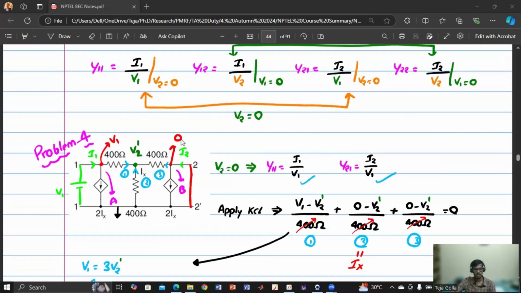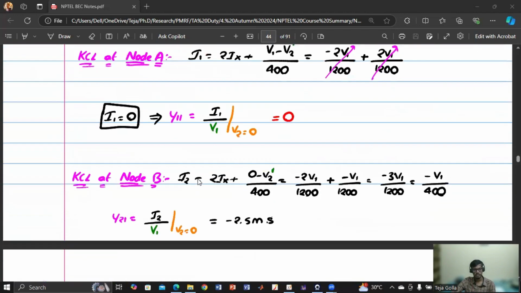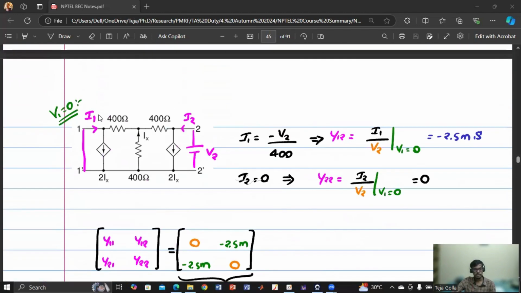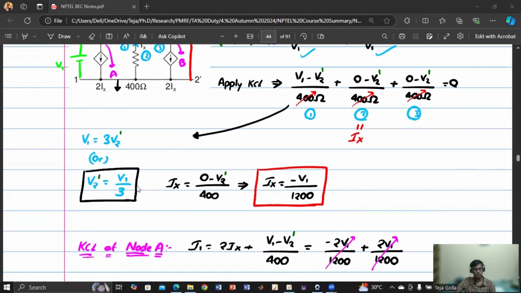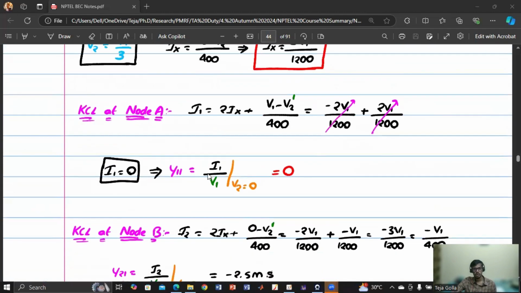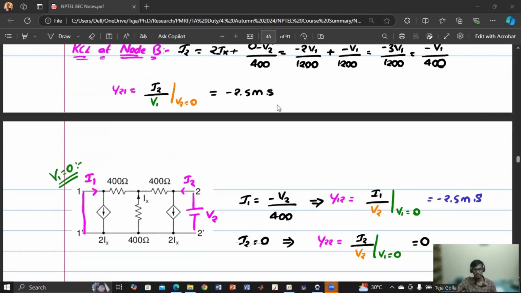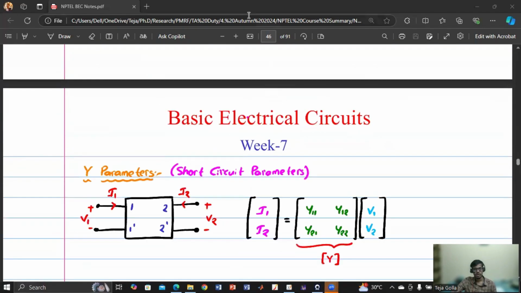And we have also solved a few problems where they're asking to calculate the y parameters. And if you see, if I make v1 equal to 0, I will get two parameters, y12 and y22. And if I make v2 equal to 0, then I'll get the other two parameters. So you have to solve the circuit two times to get the parameters. So that's all about week 6.